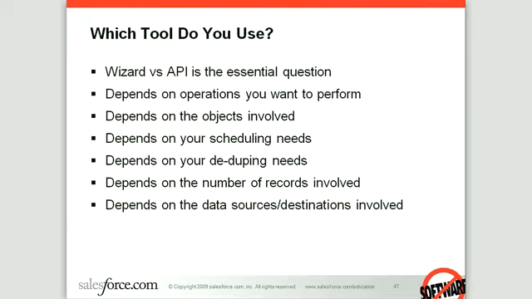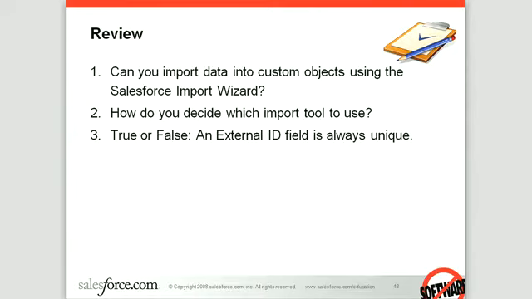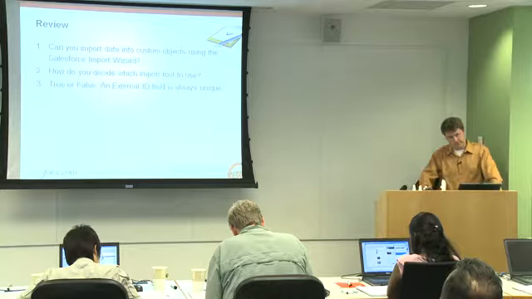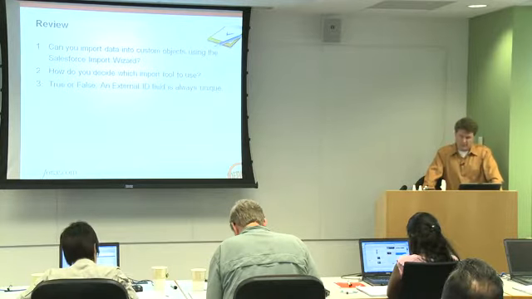These are the things I just talked about: the different types of operations, the object support. All of these are in the column of the web service API except for the deduping. So, true or false, an external ID field is always unique. Chris? False. It is not always unique. External ID and require uniqueness are two different settings.